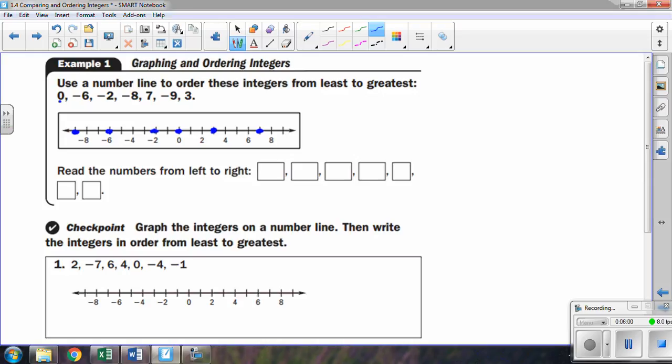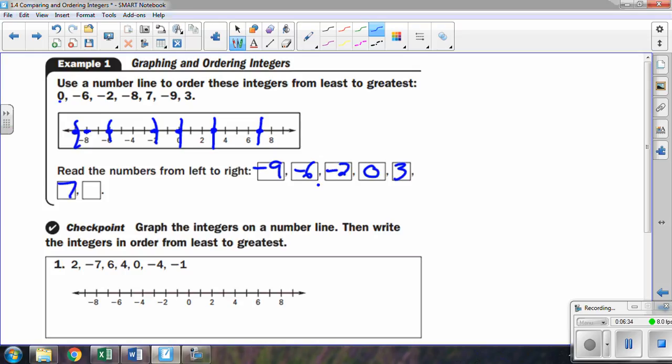When we order the integers, of course, we just have to put them in order from left to right. The number that's farthest left is the least. So looking at them, we would have negative 9, negative 6, negative 2, 0, 3, 7. Did I miss one? I missed the negative 8.